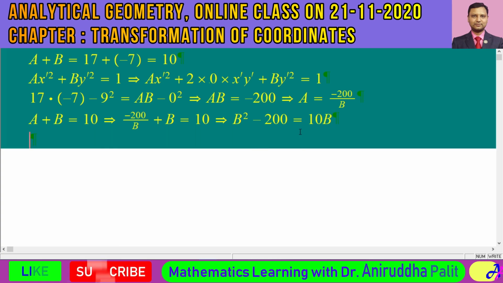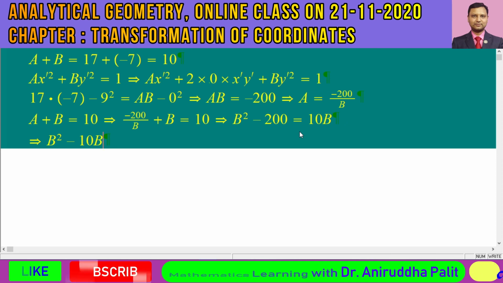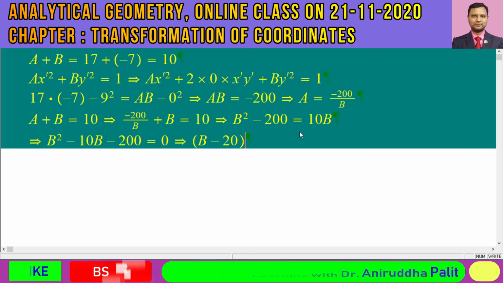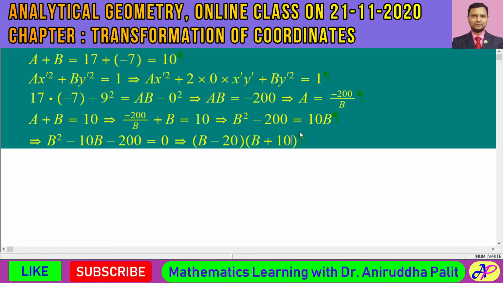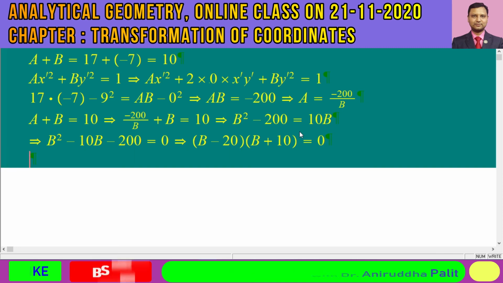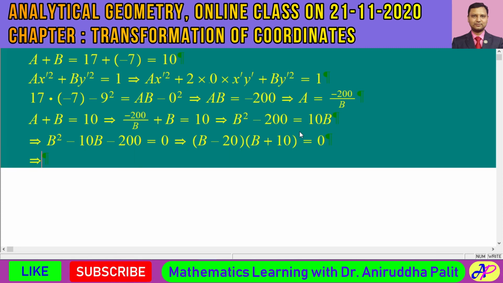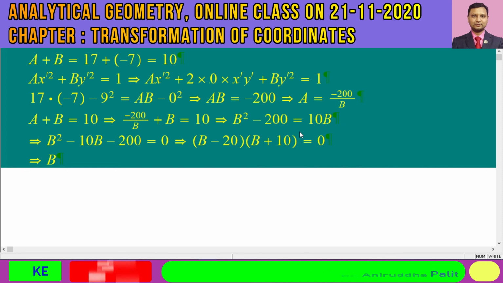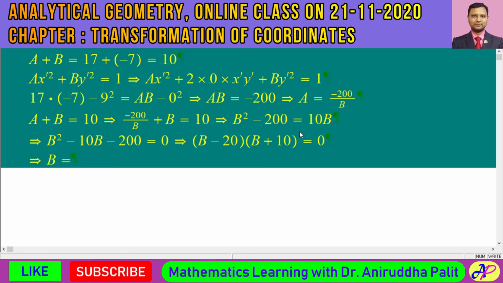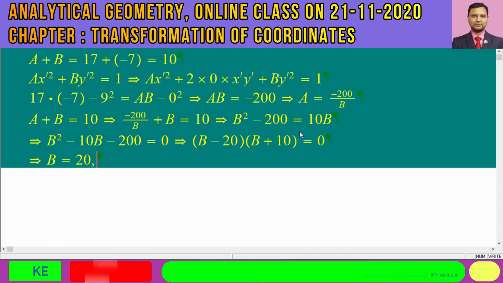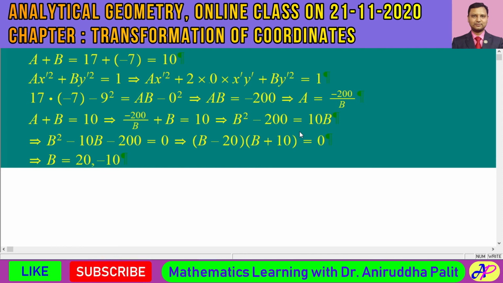This means that b square minus 10b minus 200 is equal to 0, and that can be factorized probably in this way: b minus 20 into b plus 10 is equal to 0. Okay, again I am saying, if I make a mistake, please rectify me. Then this gives that b is equal to 20, another value is equal to minus 10.